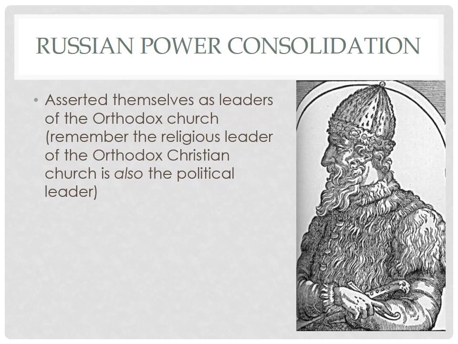So, Russian power consolidation. The Ivans asserted themselves not only as political leaders, but also leaders of the church. So remember that in the Orthodox Church, in the Byzantine Empire, they're also the political leader. So the Byzantine emperor was the leader of the church. He usually appointed a patriarch to rule the church for him, but he was the last word in church affairs. So he ruled over all aspects of the government, which is one of the ways he becomes the absolute monarch.